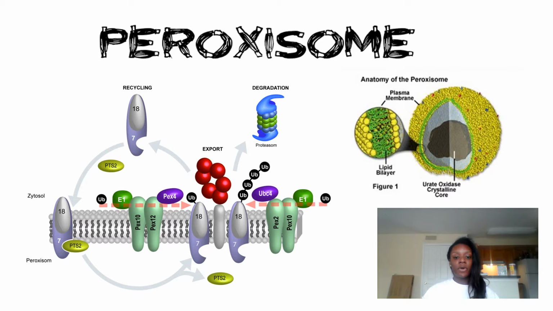The major function of the peroxisome is to break down very long fatty acid chains through beta oxidation. In animal cells, the long fatty acid chains are broken down into medium fatty acid chains and are shuttled into the mitochondria and then are eventually broken down into carbon dioxide and water.